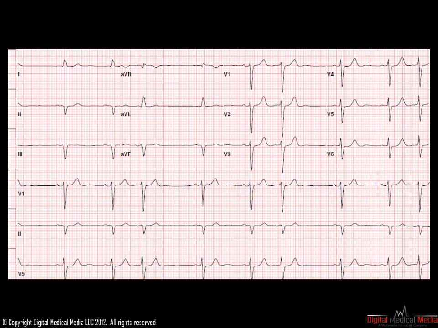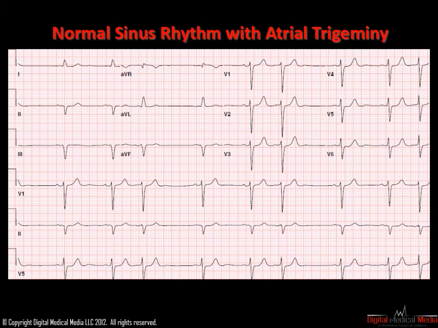Again, this type of behavior and this pattern are completely normal, but it is the most common cause of mild irregularities in the ECG tracing. The correct interpretation of this ECG would be normal sinus rhythm with atrial trigeminy.